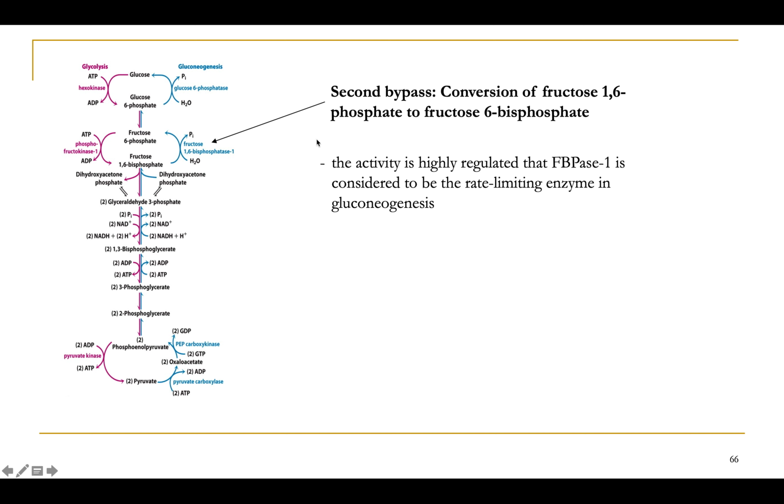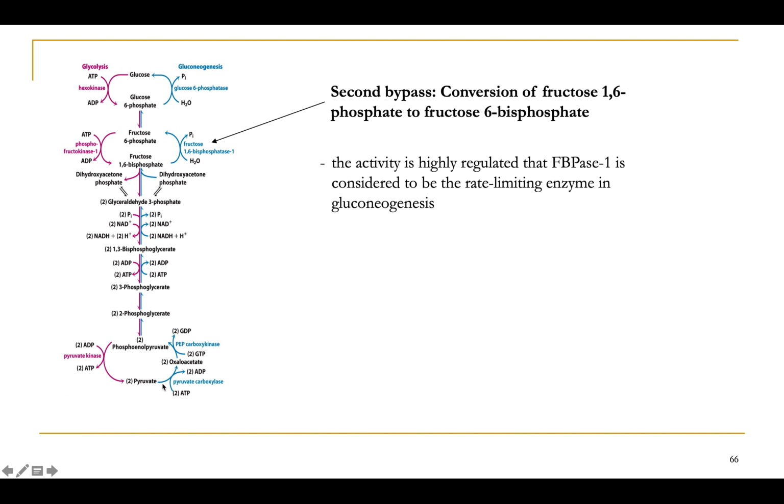So in the second bypass, before the second bypass, there is this series of reactions, and in this series of reactions, of note, two things happen before the second bypass. First, two more ATP molecules are consumed.